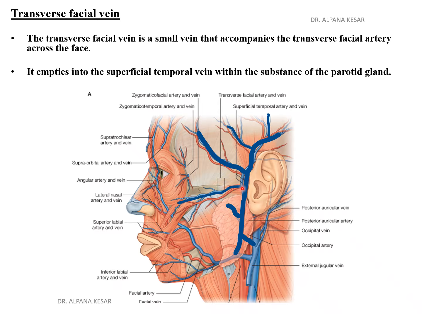Superficial temporal vein passes down into the parotid gland where it is joined by maxillary vein to form retromandibular vein. Retromandibular vein then divides into anterior and posterior subdivisions.